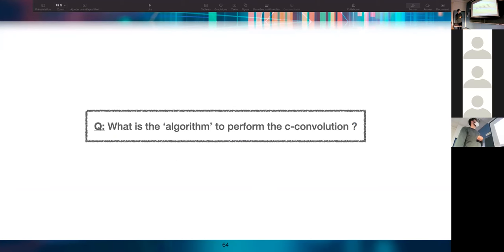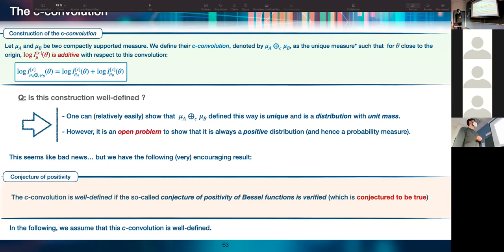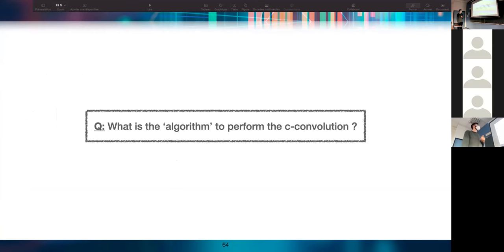Okay, so now I'm setting... I define the C convolution, and as with the free convolution, the question is, how can you perform the C convolution in practice? To do so, I will introduce an object, which I call the Markov-Krein transform.